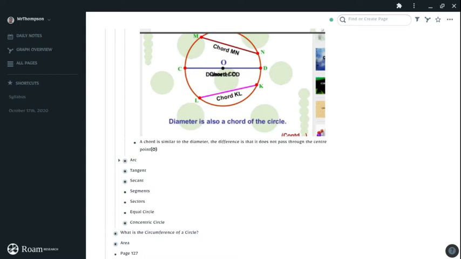So let's scroll back up. All right, here's the picture. So now you can designate any two points on the circle that does not pass through the center, and that would be your chord.